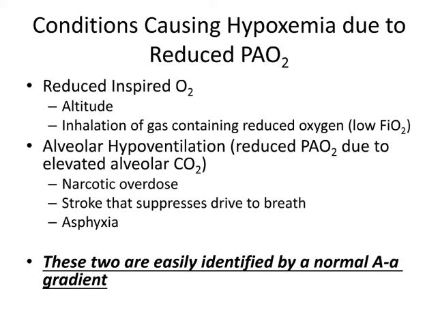What else can? Well, the more common cause leading to new hypoxemia is hypoventilation, as might occur following a narcotic overdose, a stroke that affects the respiratory control center of the brain, or asphyxia. Both hypoventilation and decreased inhaled oxygen are easily identified causes of hypoxemia based on the presence of a normal AA gradient. Again, remember that alveolar gas equation. It will help you.